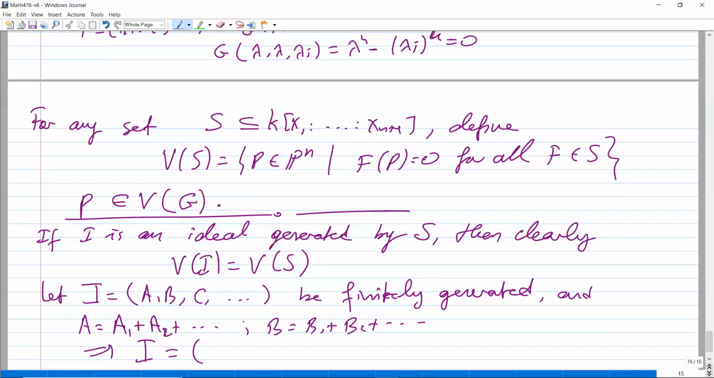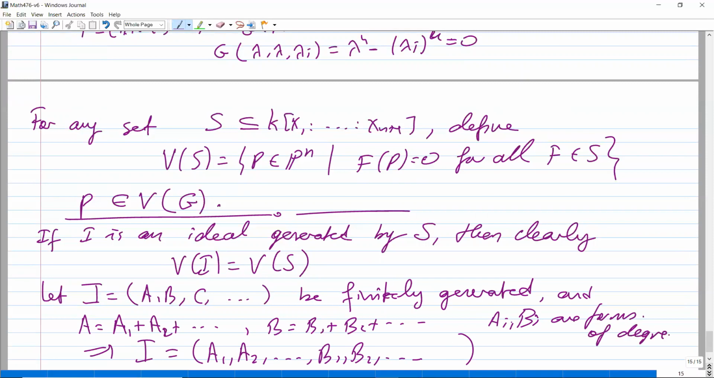Then the ideal I is also generated by A1, A2, B1, B2, etc. So these two ideals are the same. Here the Ai, Bi are forms, of course, of degree i. So the zero set of I is the zero set of these homogeneous polynomials. Now we have finitely many homogeneous polynomials, A1, A2, etc., B1, B2, and so on.